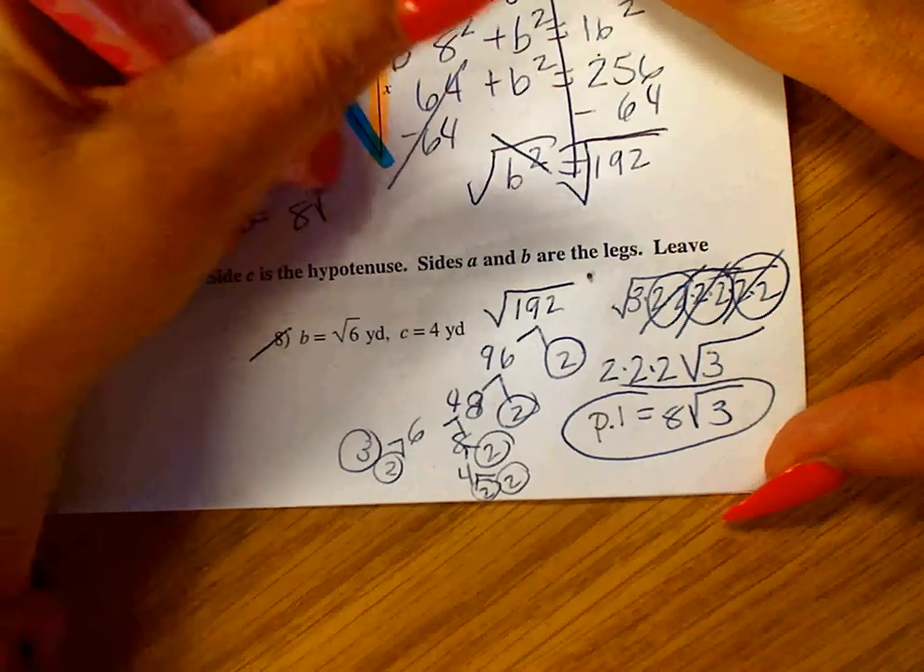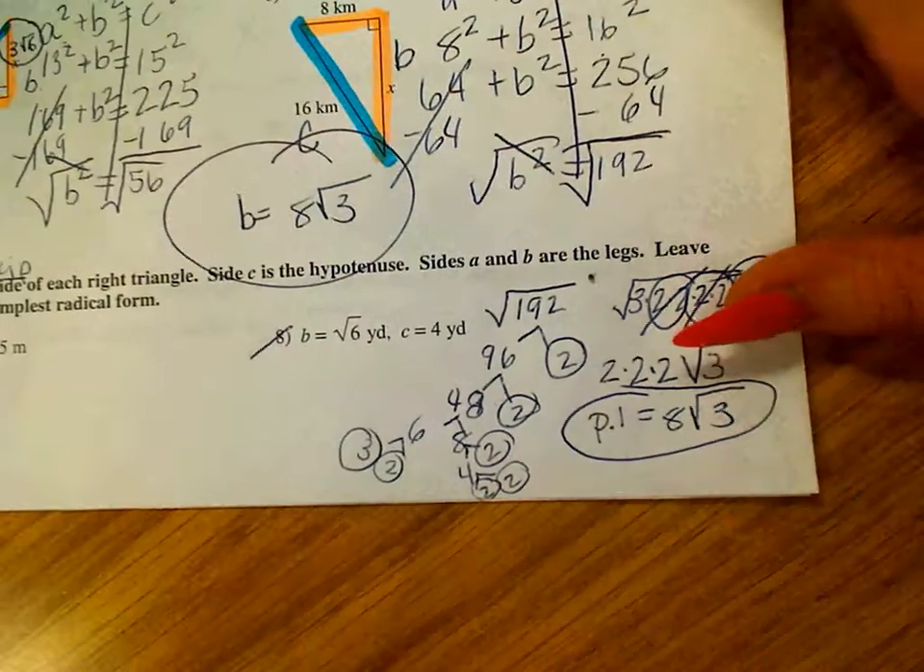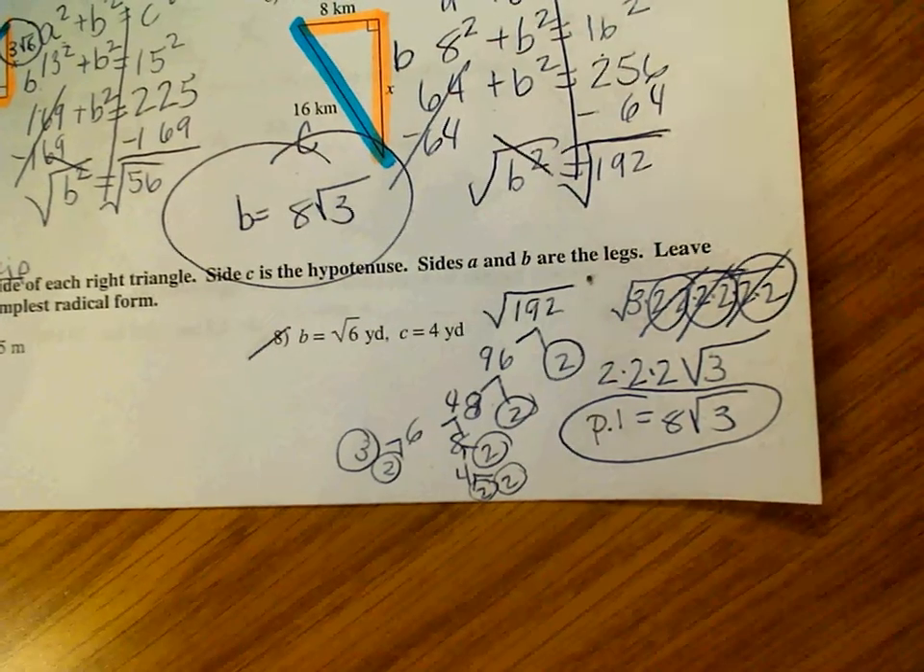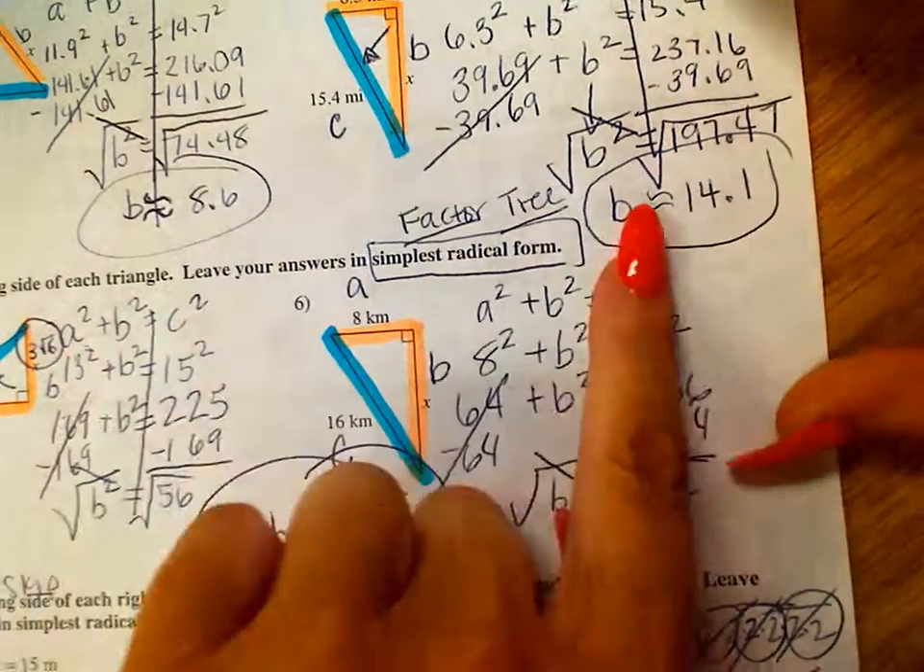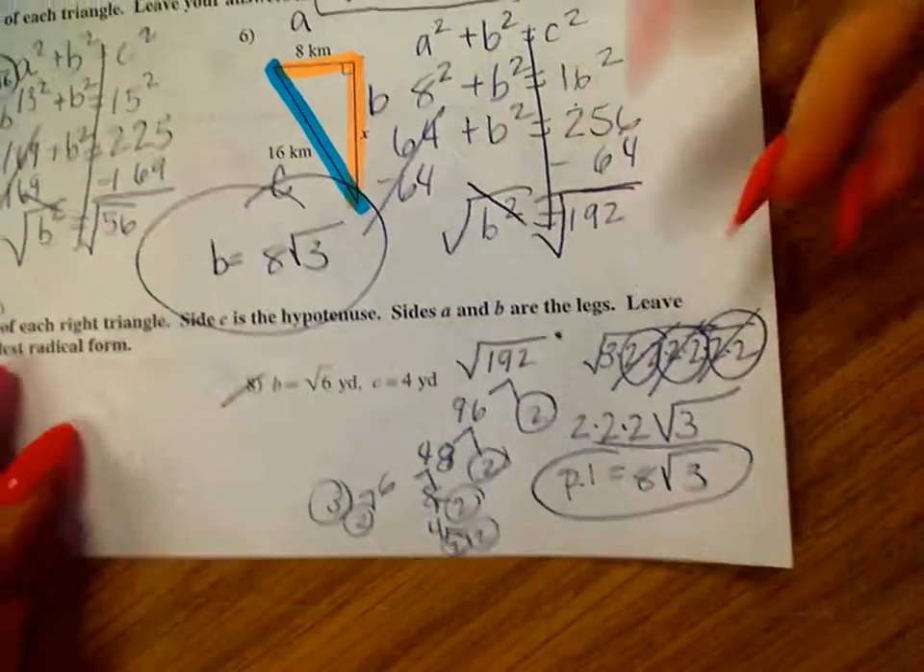That's what you do only if they tell you to leave it in simplest radical form. Otherwise, you would just put it in the calculator and put the decimal version. But sometimes, you know, math teachers like to be a little extra.